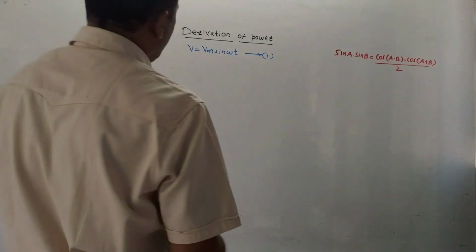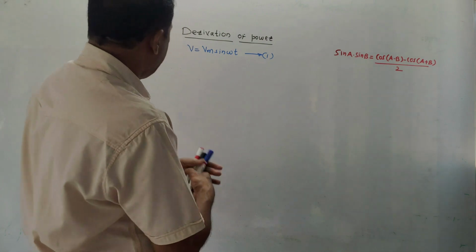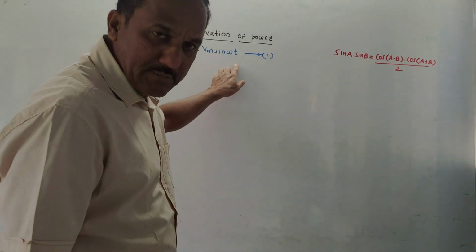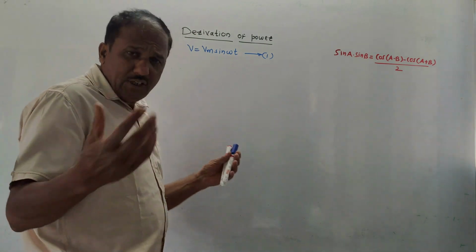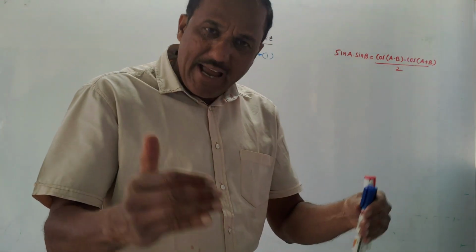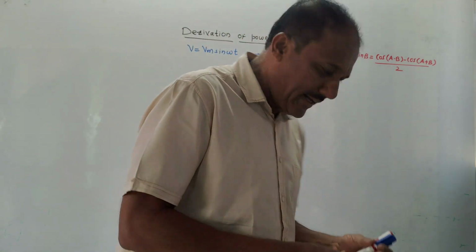The next part is we have to derive the expression of power for series RC circuit. This is the equation of voltage given in the question. V is equal to Vm sin omega t. We just now discussed that the voltage lags current by an angle phi. In another language, current leads voltage by an angle phi.